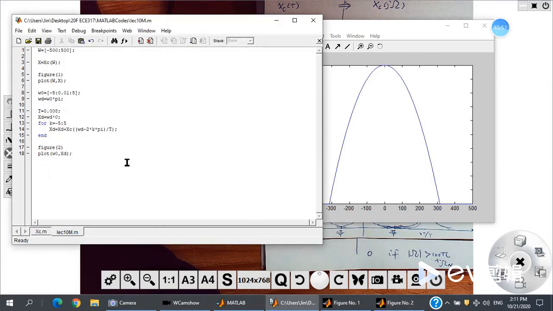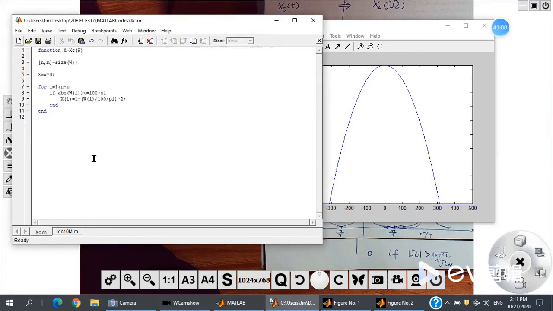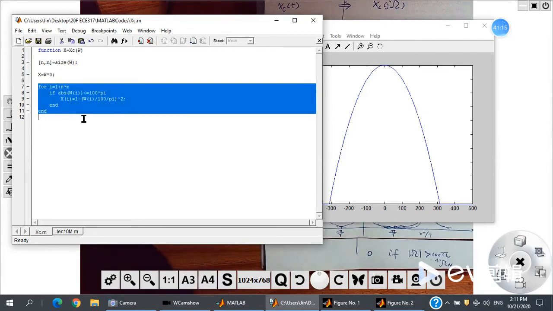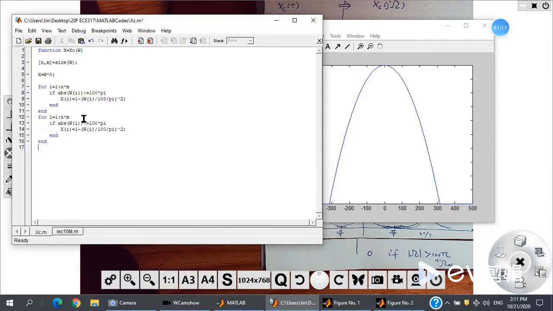But the signal might be different. Here I use an XC like this. Maybe we can use a different XC. I change the function. I keep these, I don't need those. After class, I will make a copy and upload it so you can see it from the black box.